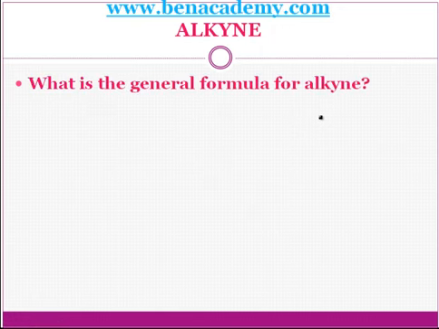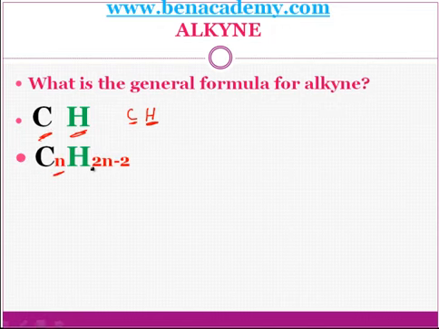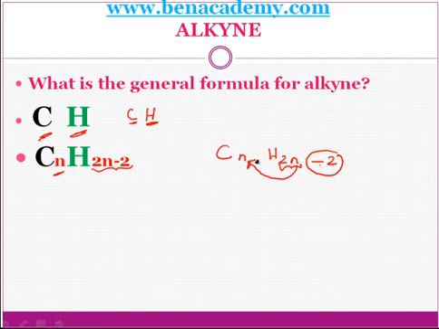Now what is the general formula for alkyne? From the ratio we can derive the general formula. Alkyne is a hydrocarbon in which only carbon and hydrogen are present. What should be the ratio? Its ratio should be n is to 2n minus 2. So what does it mean? CnH2n minus 2. What does this minus 2 represent? It is 2 less than 2 times the number of carbon.